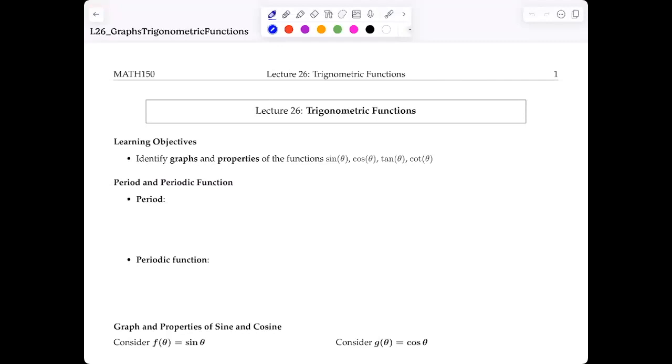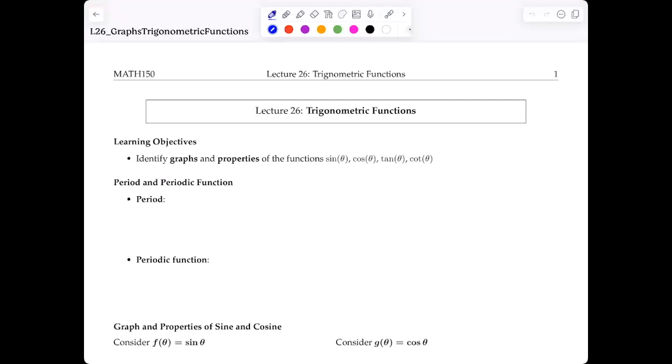So it's very important to learn about sine and cosine, understand the graph, the behavior of the functions, and the properties related to these functions. Before we go into the graph and the details of sine and cosine functions, I want to give you some definitions. The first one is the period, and the other one is periodic functions.